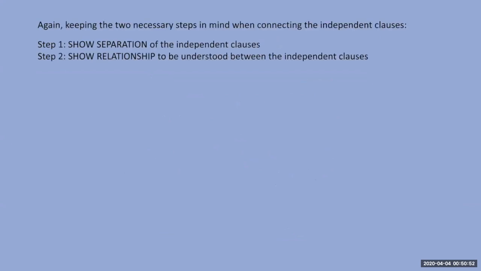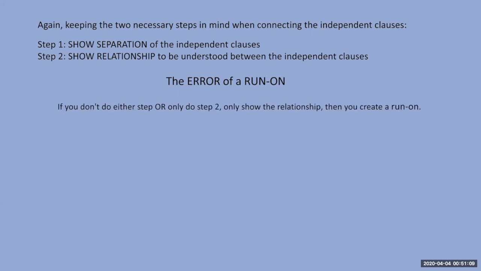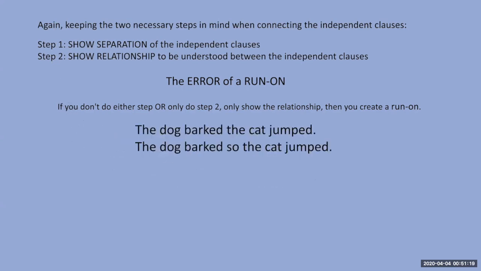Again, keeping the 2 necessary steps in mind when connecting the independent clauses. Step 1, show separation of the independent clauses. Step 2, show relationship to be understood between the independent clauses. The error of a run-on. If you don't do either step or only do step 2, only show the relationship, then you create a run-on. The dog barked, the cat jumped, period. The dog barked, so the cat jumped, period. There are no commas here.